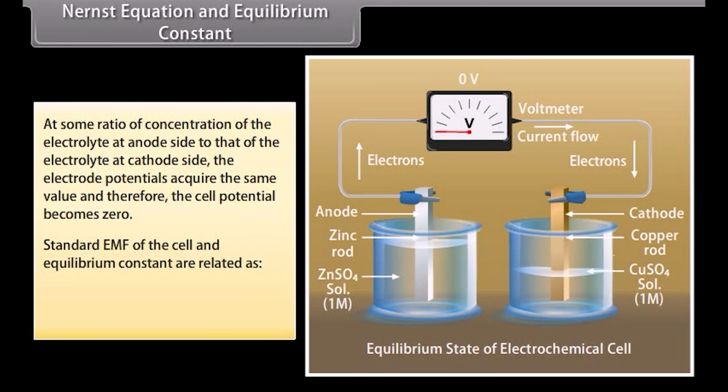By knowing standard EMF of the cell, equilibrium constant for the cell reaction can be calculated as E naught cell is equal to 0.059 upon n log Kc.